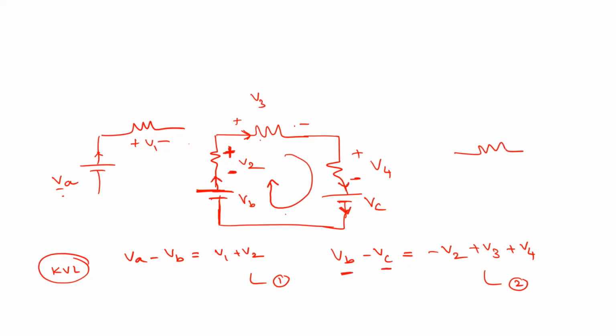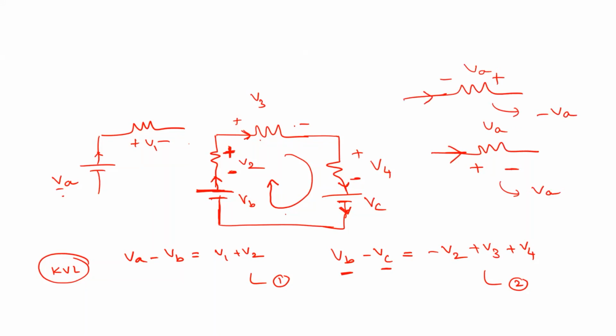See here, now come to these drops. What we assume is that this is plus minus, right? So this is VA, and its drop is VA. Similarly, this is minus plus and the current is entering, so now this drop is minus VA. Clear?